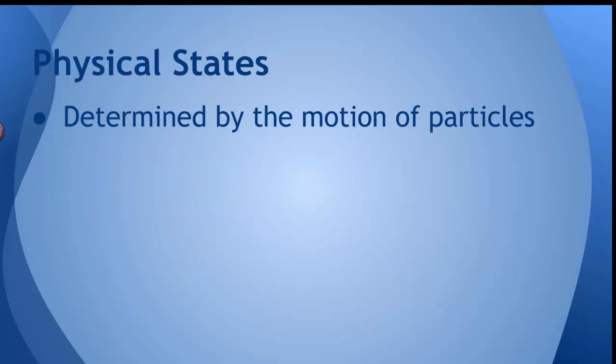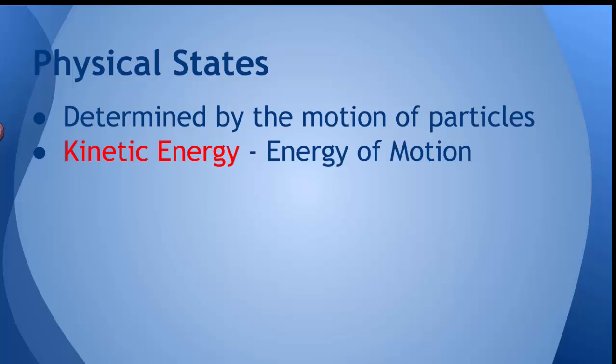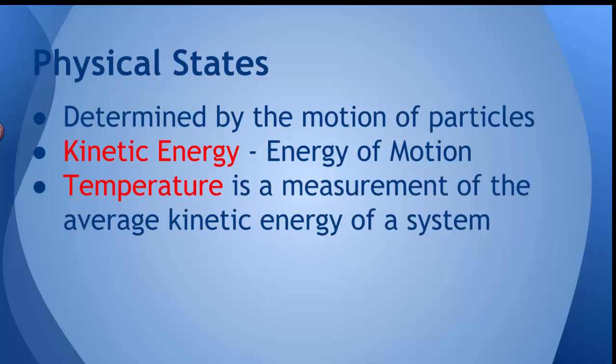What determines a substance's physical state is how its particles, how its atoms or its molecules, are moving, motion. All right? And the energy that moves them is called kinetic energy. So everything has kinetic energy. The more kinetic energy a system has, the faster those particles will be moving, and that will determine whether it's solid, liquid, or gas. Okay? The way we measure kinetic energy is temperature.